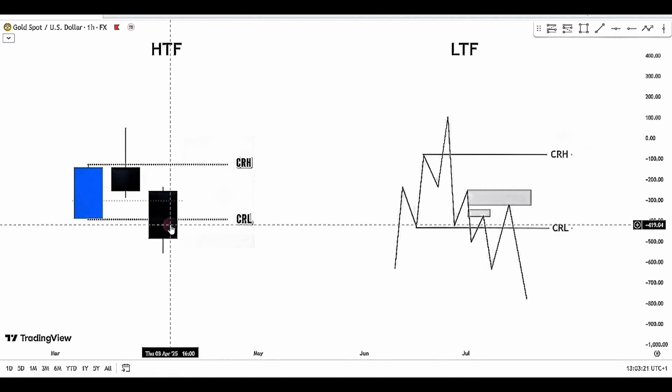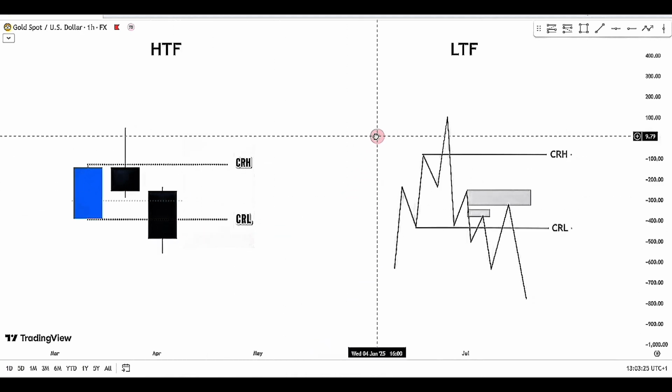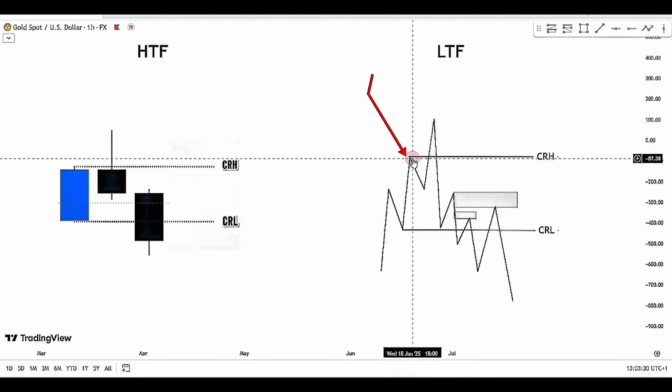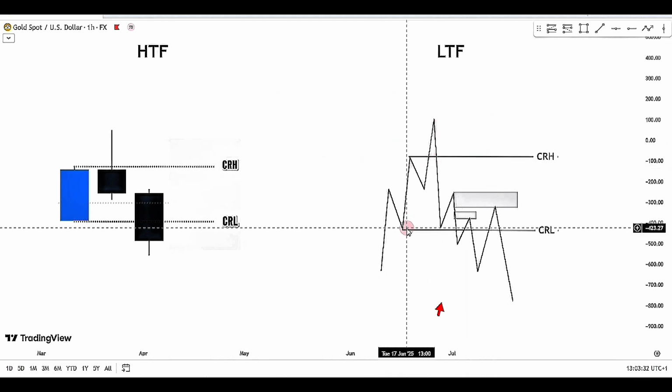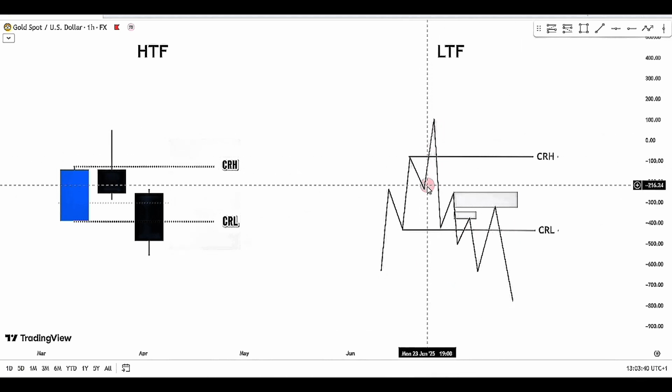So what I want to be doing is, after I must have seen this pattern occur, I want to be going to the lower time frame. So let's say this is our lower time frame, and this is what? This is the candle range high and the candle range low. This is what it should be looking like on the lower time frame.